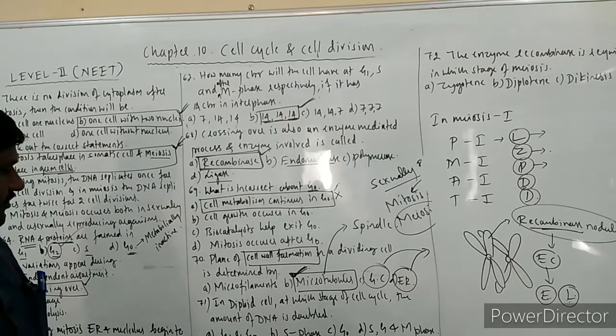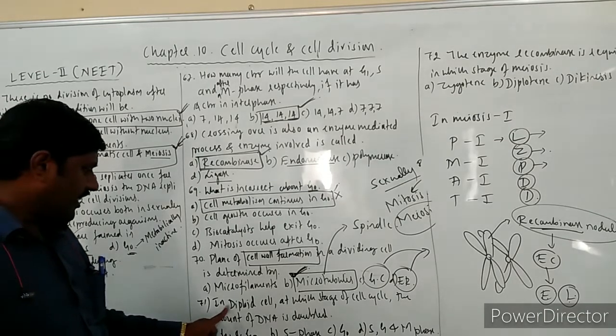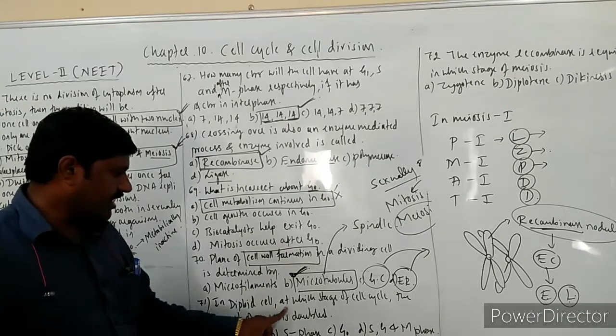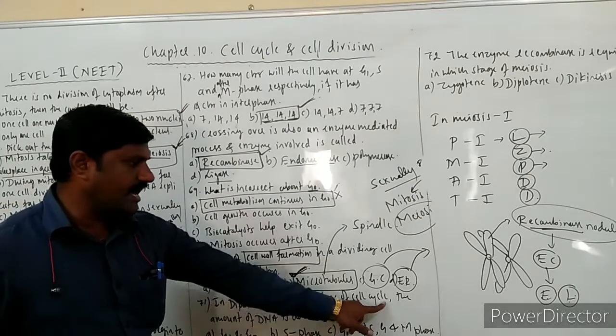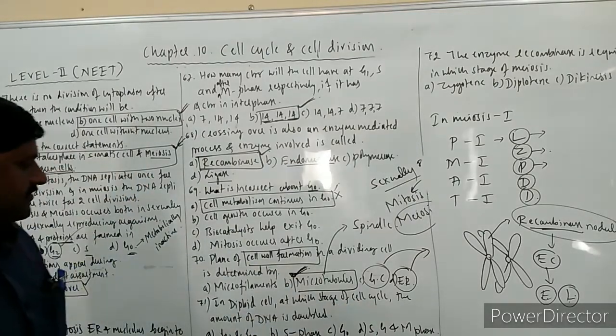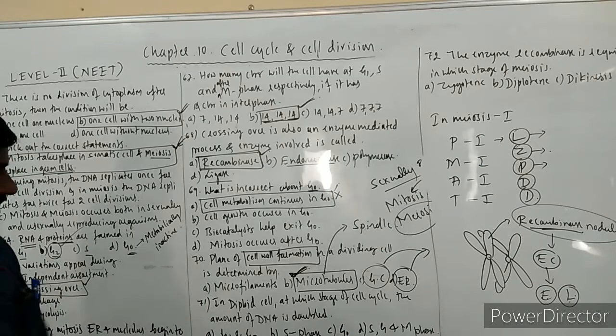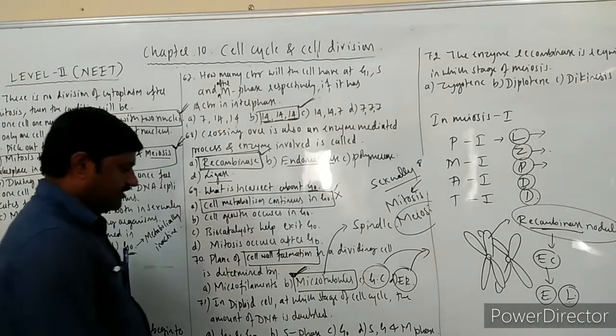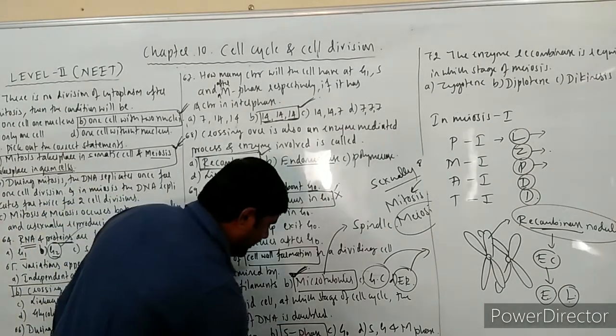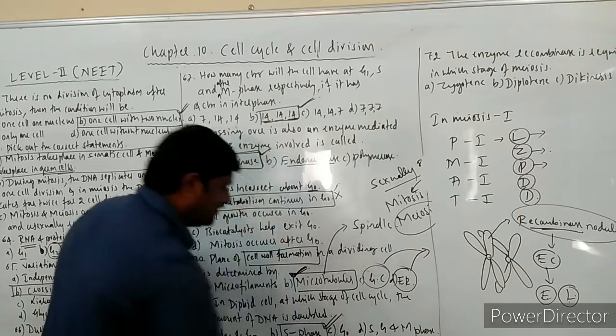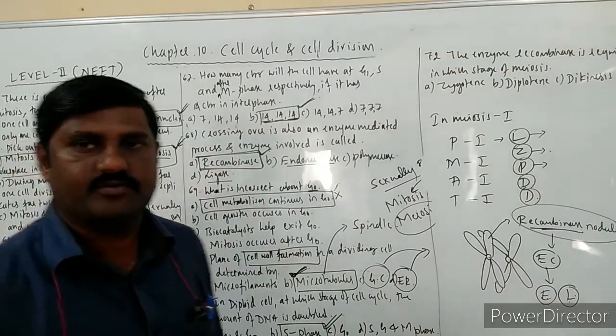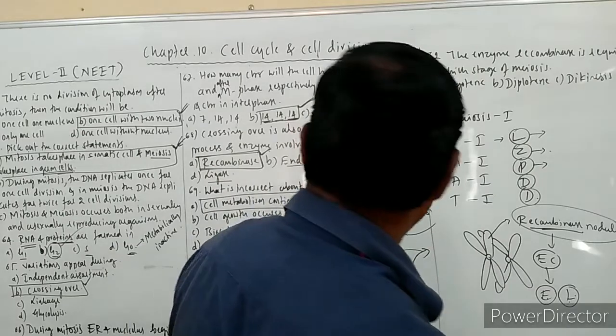So next, we shall go to the next question. In a diploid cell, at which stage of the cell cycle is the amount of DNA doubled? Repeatedly we have gone through this one. It's a very simple question. The answer is S phase, where the duplication of chromosomes and DNA takes place.